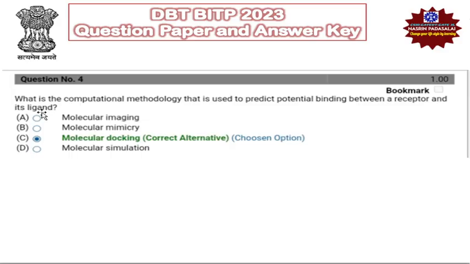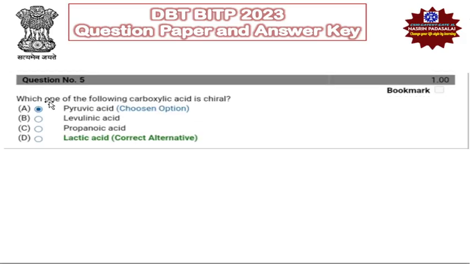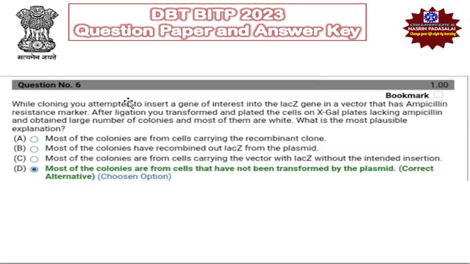Next is a bioinformatics question. What is the computational methodology used to predict the potential binding between a receptor and its ligand? It is molecular docking. Which one of the following carboxylic acids is chiral? The correct answer for this question is lactic acid.